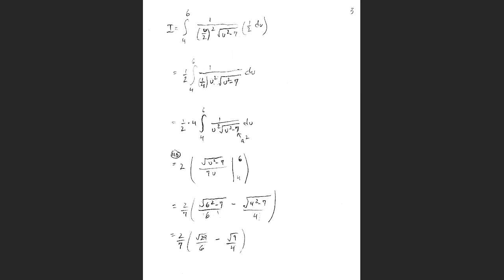Okay, well then finally, this is our answer. To write the final answer, WebAssign would accept this answer, but I'm going to distribute the 2/7 to both of those terms there. And if I do so, I will get that the integral is 2 root 29 over 42 minus 6/28, and then that reduces to this.